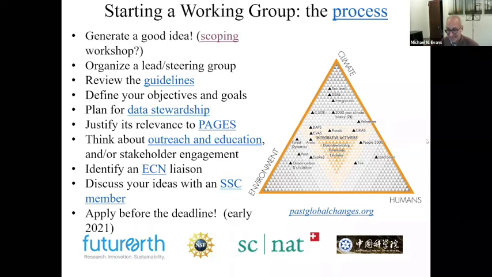So to answer your question, for working groups, let's say maybe 3, 4, 5, 6 applications each year, and the ones that would get approved would be 1 or 2, and that really depends on the strength of the application and the extent to which it is relevant to PAGES and has been fully thought out.